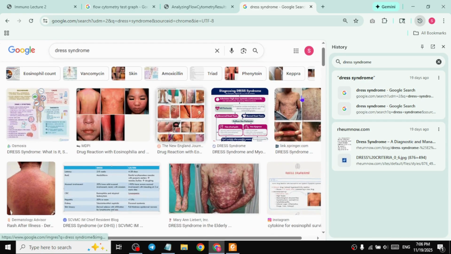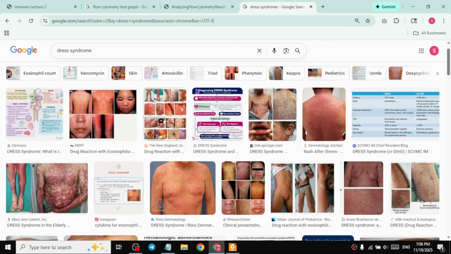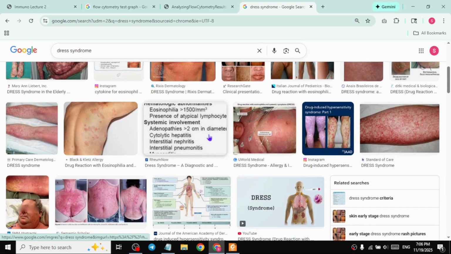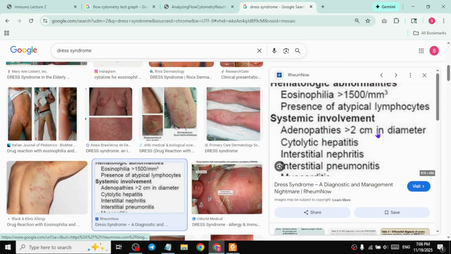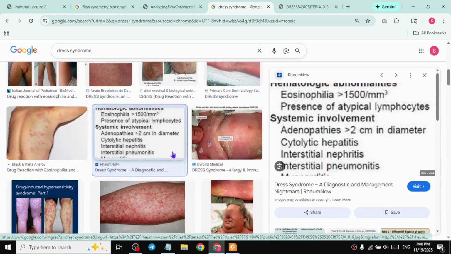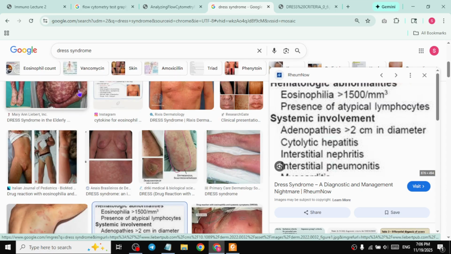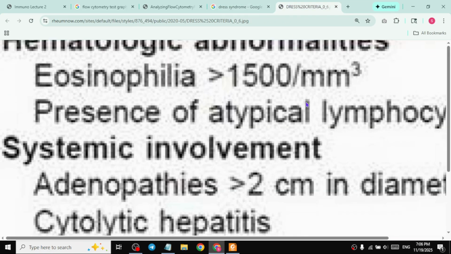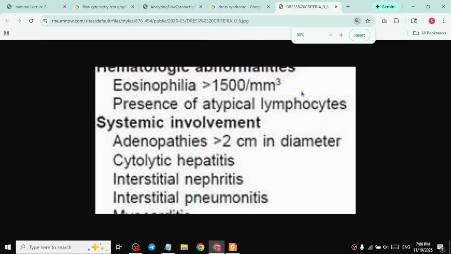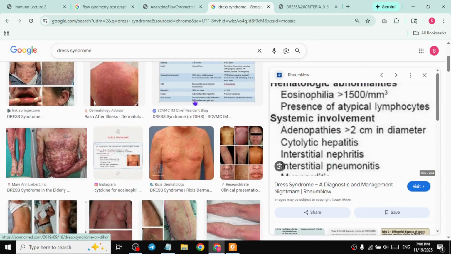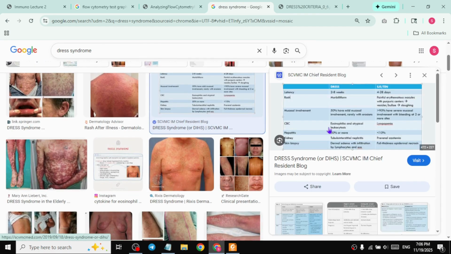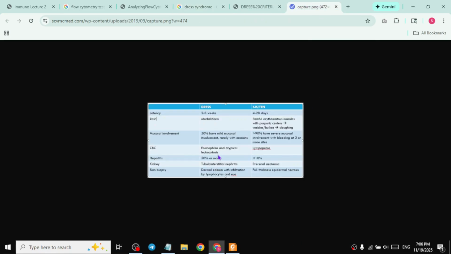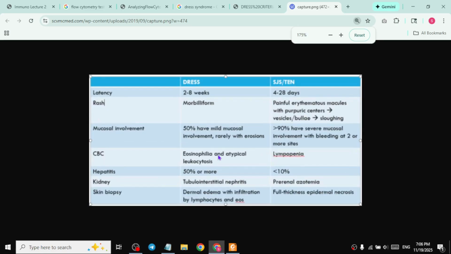Yeah. So you may see a rash, right? Then you start to see either pneumonia, pneumonitis, right? Some other problems. Let me see what else. Yeah, we'll just use this one. Okay. This is a good comparison between DRESS syndrome and SJS, right?